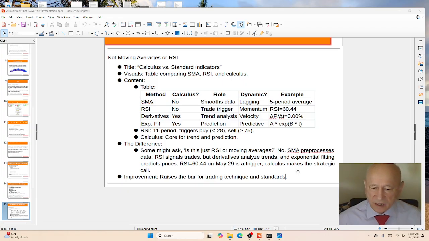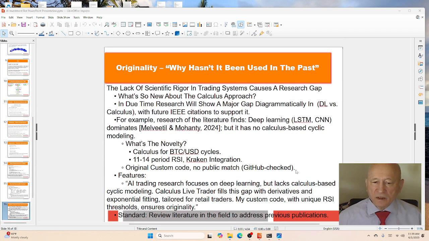For example, RSI 60.44 triggered on May 29th a sell, and the calculus makes the strategic call. Improvement raises the bar for trading techniques and standards. Originality. Why hasn't it been used in the past? Well, there's a good reason. There's a lack of scientific rigor, and people shy away from calculus equations. The calculus trader brings precision to crypto trading.